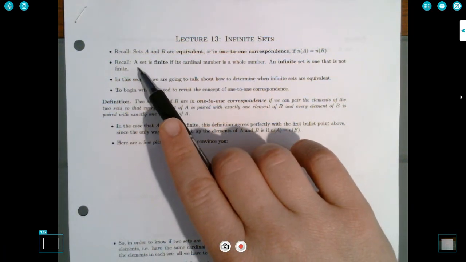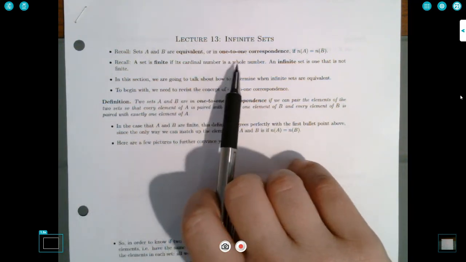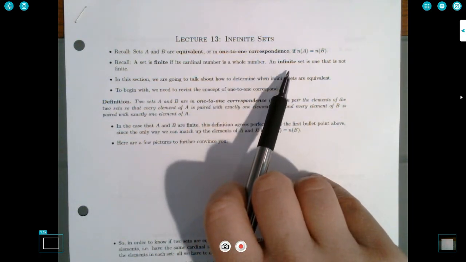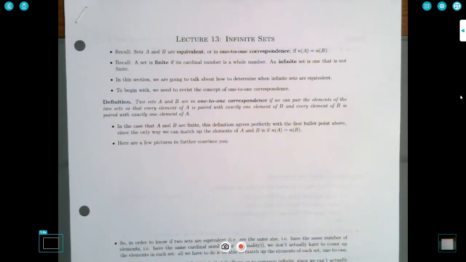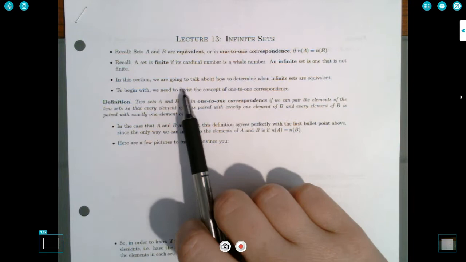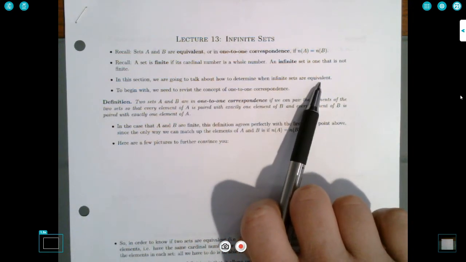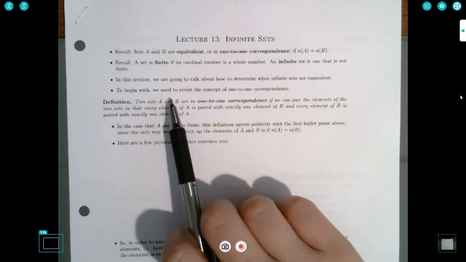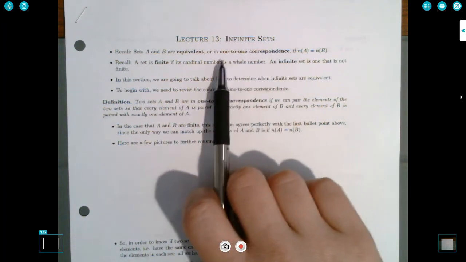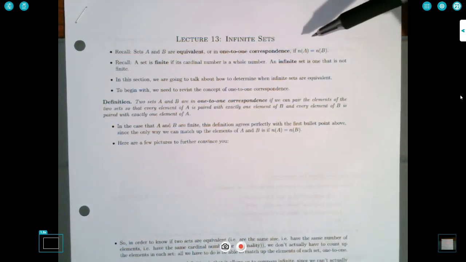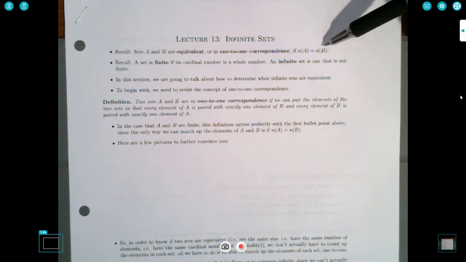Another thing that we talked about is that a set is finite if its cardinal number is a whole number. It's infinite if it's not finite. Okay. So in this section, what we're going to do is talk about how to determine when infinite sets are equivalent. And so to begin with, we need to revisit this concept of the one-to-one correspondence, because if you have infinite sets, then you can't count up the number of elements in them, right? And even if you could, what would it mean to say that one set has an infinity number of elements and the other set has an infinity number of elements? What would it mean to say that those numbers are equal to one another, right? So this is kind of a challenge.